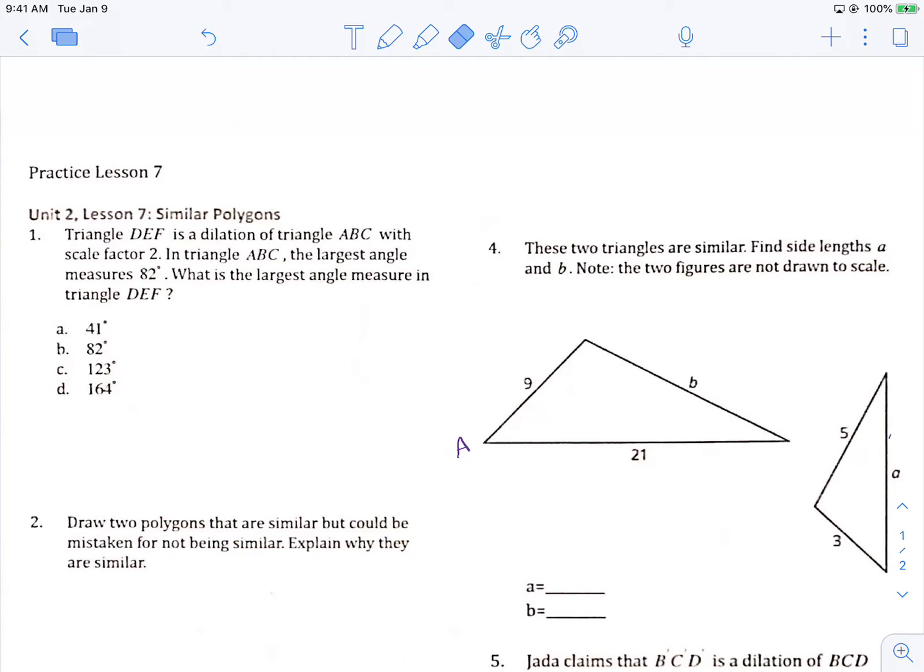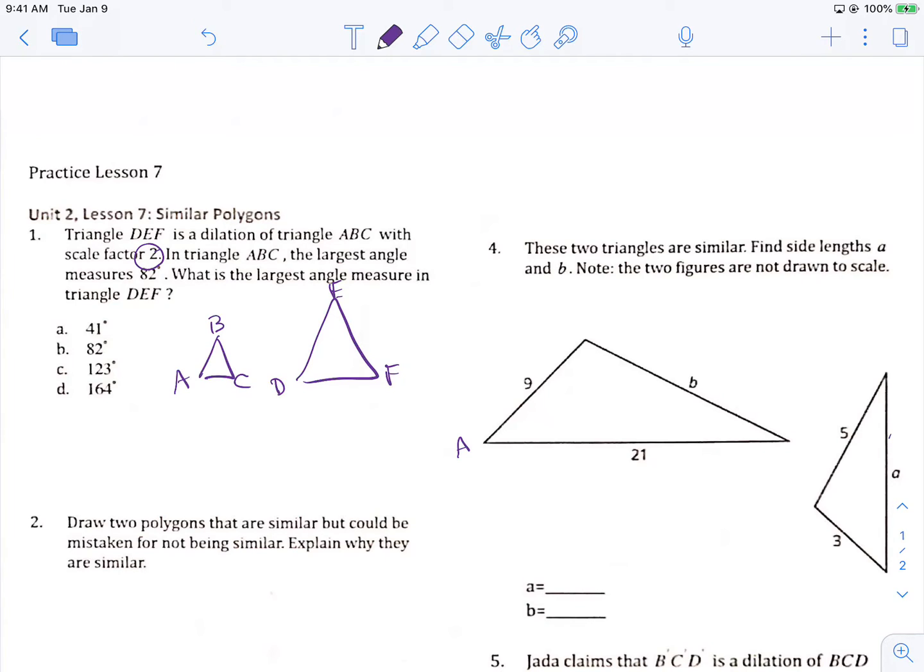So for number 1, triangle DEF is a dilation of ABC. So we've taken ABC and we've dilated it to a bigger triangle using a scale factor of 2. So this was ABC and this is DEF.